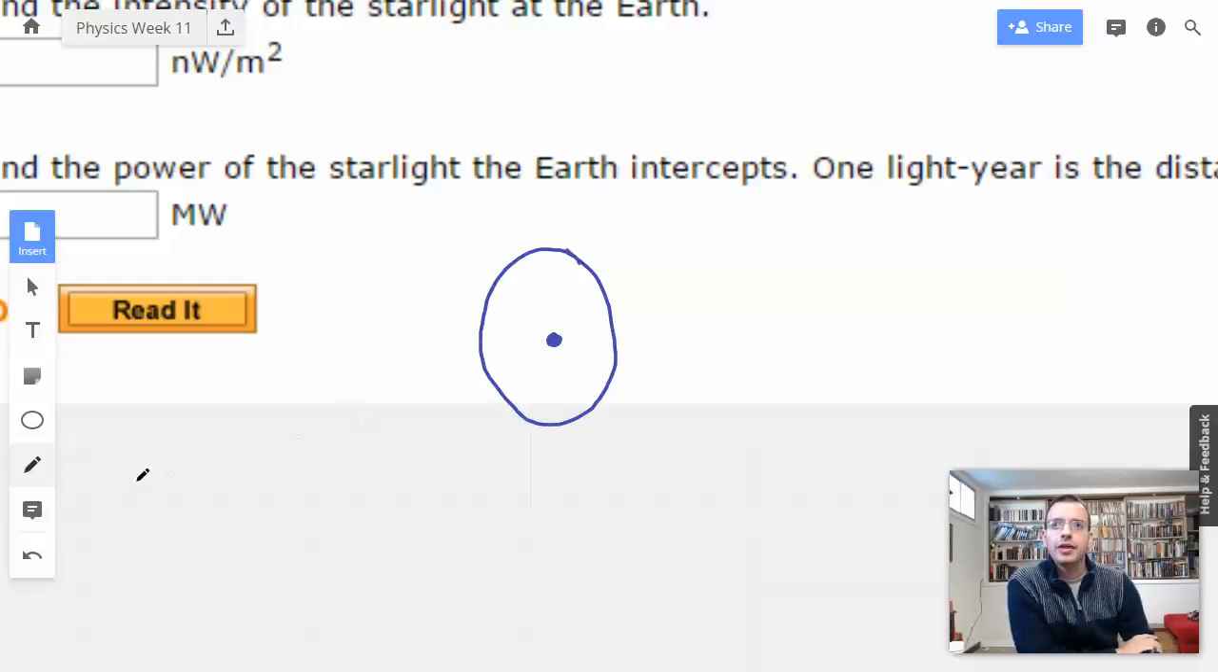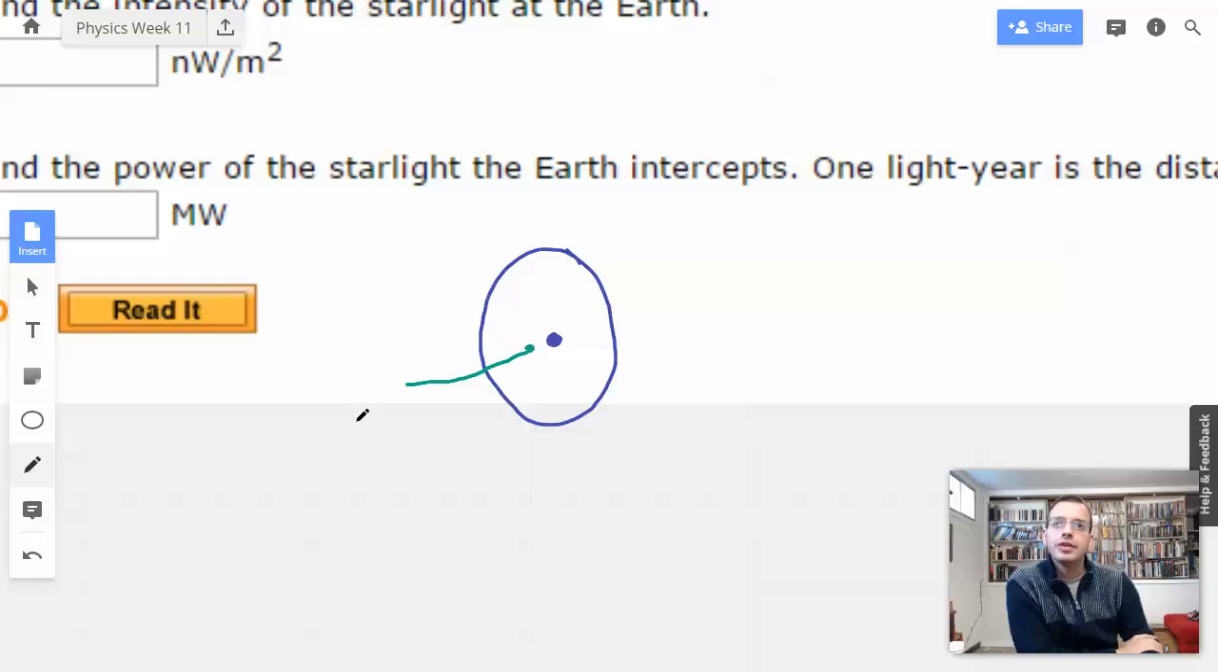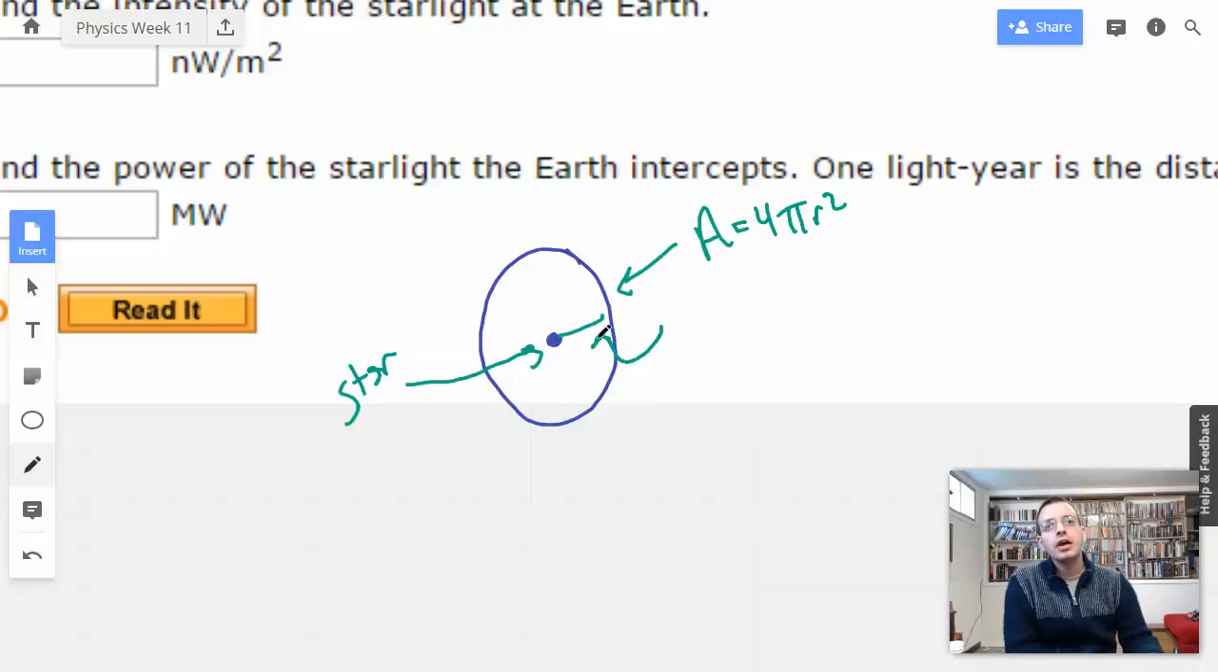So get some different color. There we go. So that right there, that's an arrow. It's going to be the star. That is going to be a sphere. I know it's two-dimensional, but pretend it's three-dimensional. And the surface area of that is going to be 4 pi r squared. And the idea here is 70 light years.